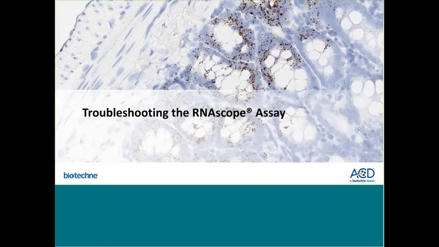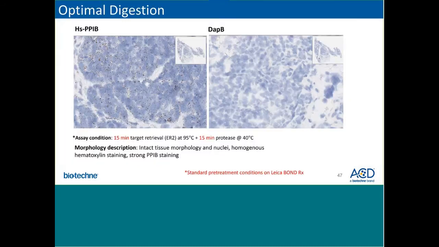Now we'll go into how to troubleshoot the RNAscope assay. Here in this slide, it shows optimal digestion with a tissue fixed within our recommendations and then treated with our standard conditions. PPIB staining is strong while the DapB negative control is clean. Tissue morphology is intact and hematoxylin staining looks to be homogeneous. Note that this particular assay was run on the LigaBond RX, so the pretreatment conditions that are shown are with regards to running this on the automated system.